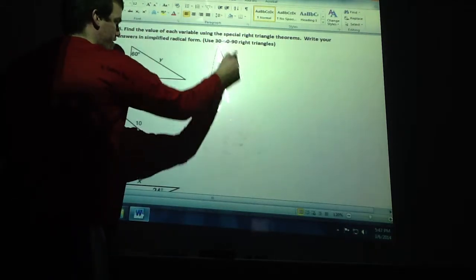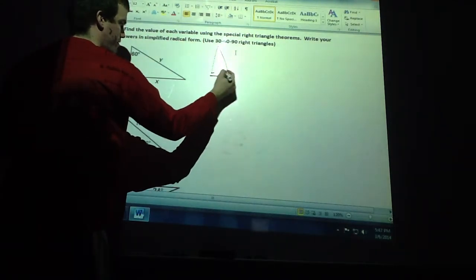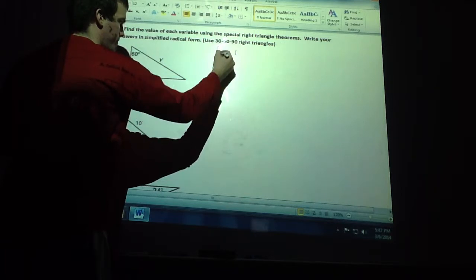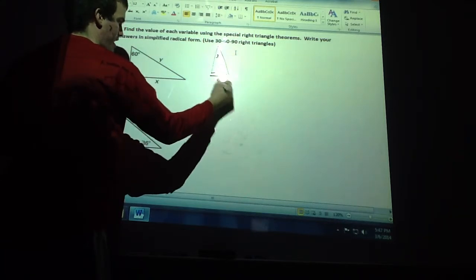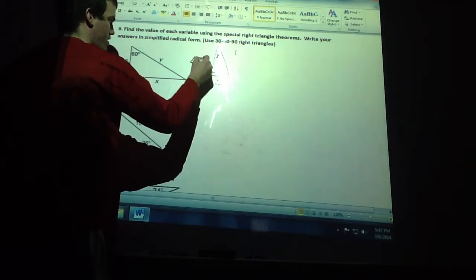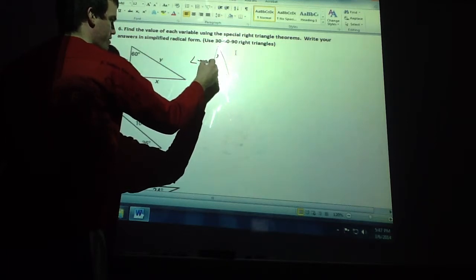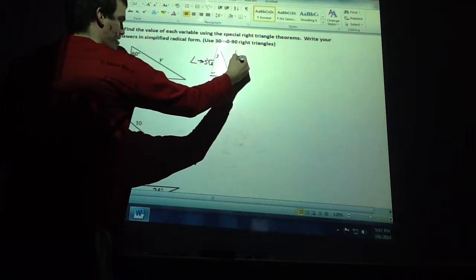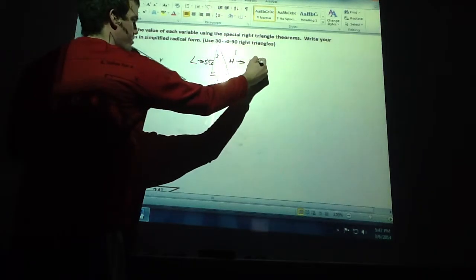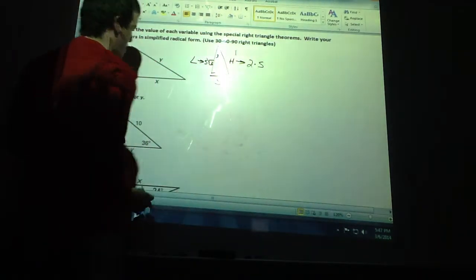If we have a 30, 60, 90 right triangle, I have the short side. Well, to get to the long side equals the short side times the square root of 3. To get to the hypotenuse equals 2 times the short side.